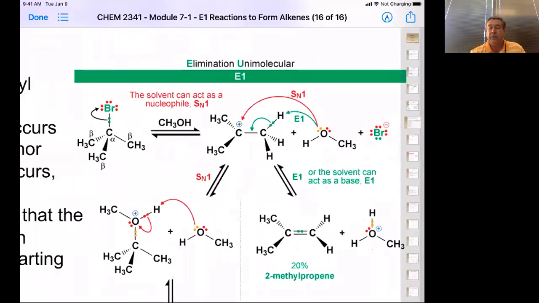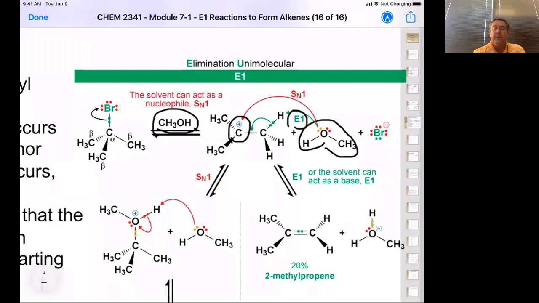Now, in this case, we're using a polar protic solvent to break our bond, giving us our carbocation here. At that point, we have more solvent in here. Ethanol is acting as, in this case, a weak base. And it has 2 choices. It can either act as a weak base and pull off a hydrogen, or it can act as a nucleophile and form the substitution.